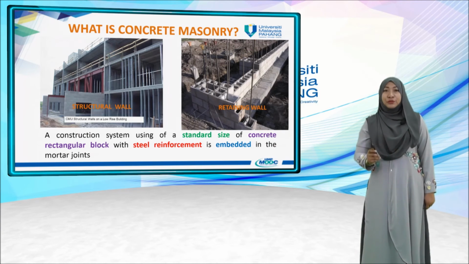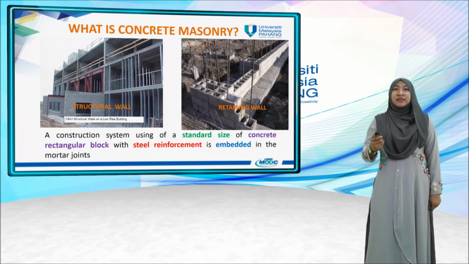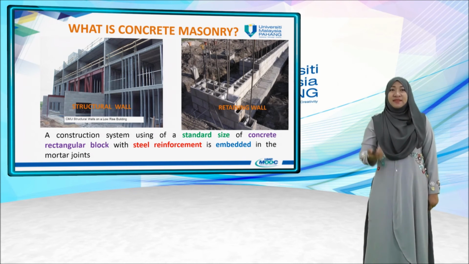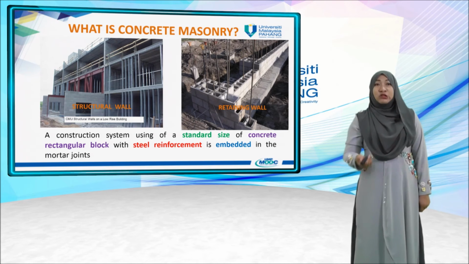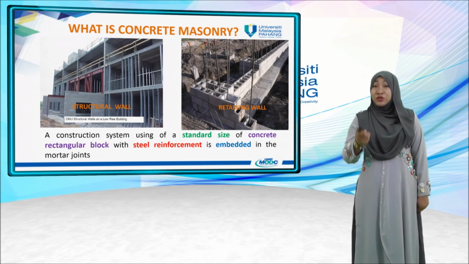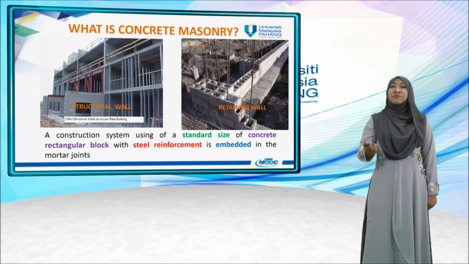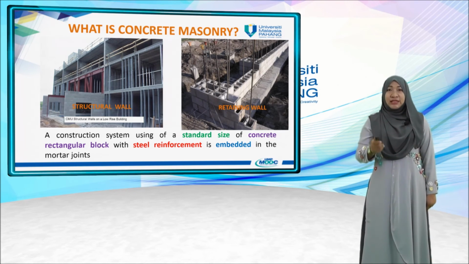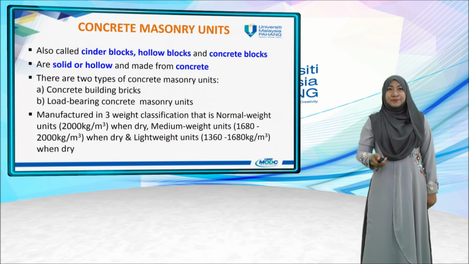Okay, now we move to another type of masonry. We call it concrete masonry unit. So what is a concrete masonry unit? It is a construction system using standard size concrete rectangular blocks with steel reinforcement embedded in the mortar joint, as shown in the figure.